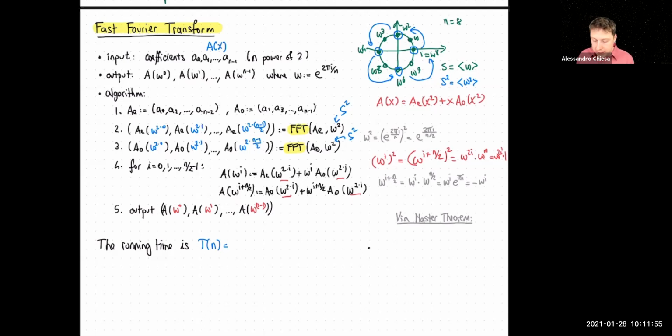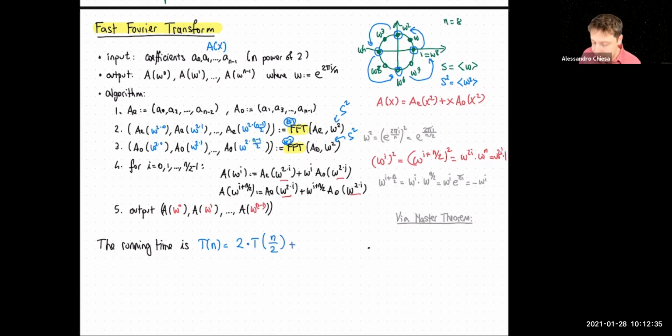There is a recurrence relation I can write. Can anybody tell me the recurrence relation? How many recursive calls are there? Right, so there are 2 recursive calls. Where are they? Well, number 1 here and number 2 here. T of, well, how big is the input? Right here, we halved the input size, because half the coefficients go here, the other half go here. So we have 2 recursive calls on inputs half the size.